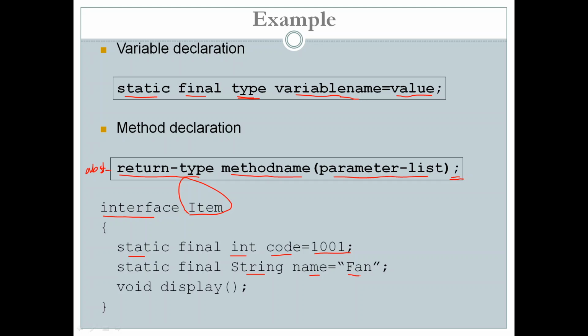So two variables, constants, remember, have been declared in this interface, and it also contains a method, that is void return type, the method name is display. And if you look, this method is terminated by a semicolon, so there is no flower bracket open and close. So this is how an interface needs to be declared in Java.